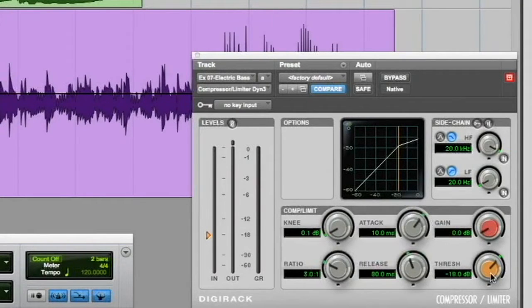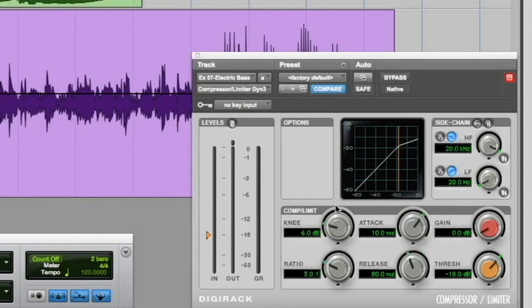In other words, the detection side of the compressor is saying, okay, let me look at the signal. If you're above minus 18, you're going to get compressed. If you're below, I mean, if you're minus 18.1, I could care less about you, right? This is kind of a binary decision. It's either you're above or you're below, and I'm going to deal with you in that way.